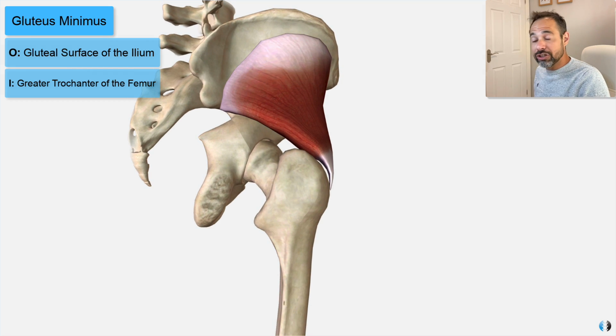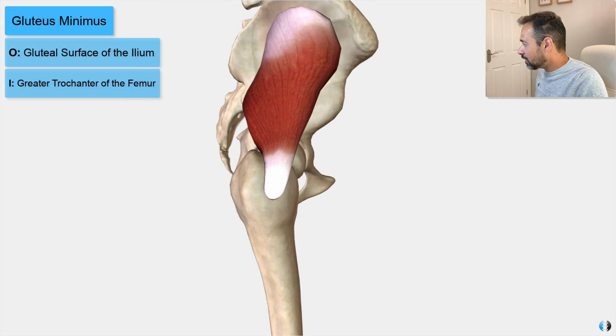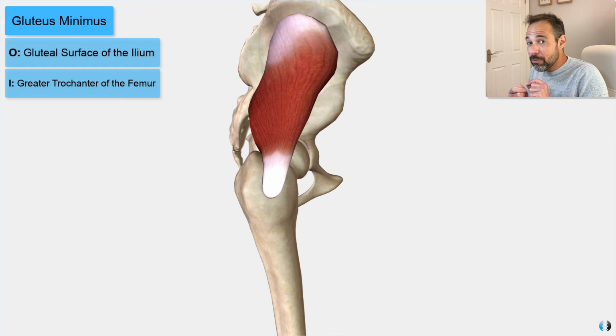Now, in relation to the gluteus medius muscle, it actually sits a fraction more anteriorly on that greater trochanteric surface.